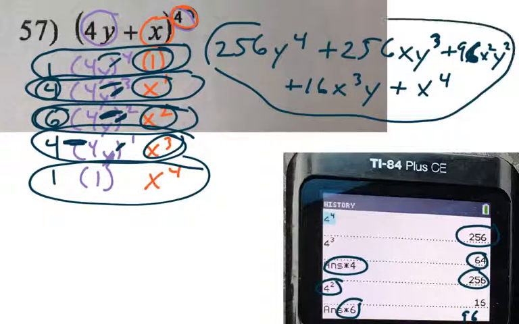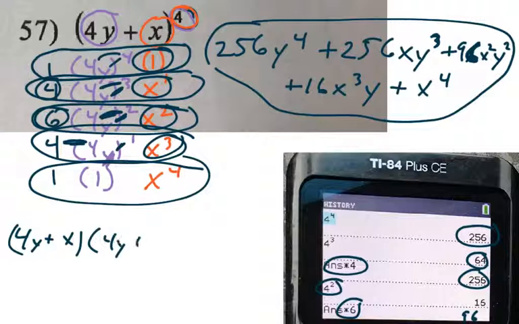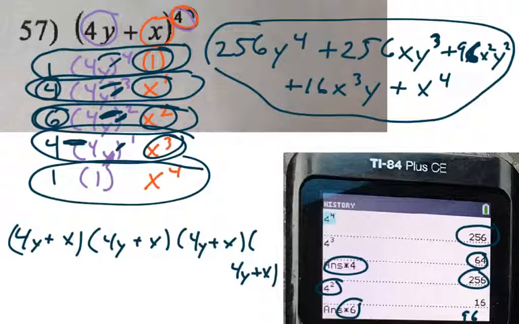This, guys, again, is a result of me taking 4y plus x times 4y plus x times 4y plus x times 4y plus x the 4th time. Okay, so understand it's a shortcut. All right, pause the video.